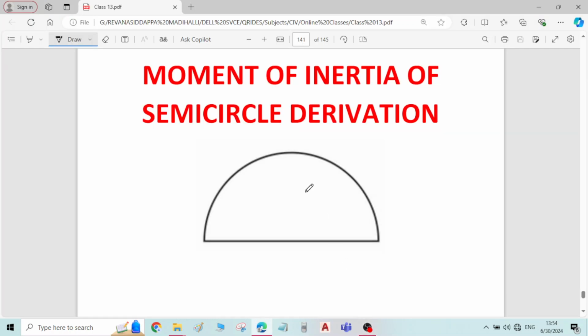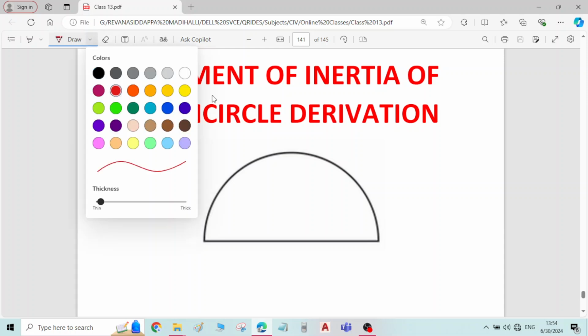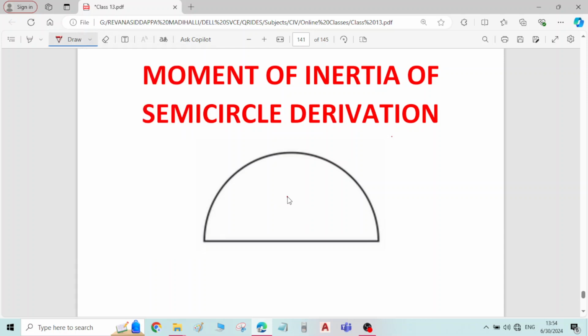Hi, in this video we will derive the equation for moment of inertia of semicircle. Okay, so I have considered a semicircle of radius capital R. Let me mark the centroid first. G is the centroid of semicircle.